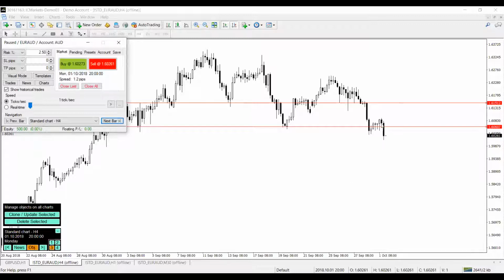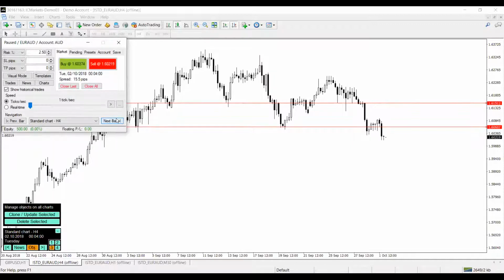Okay, so we see a clear break of the previous structure low. Correct. What we are waiting for is simply a retest of that structure low for a continuation. Okay, fine.